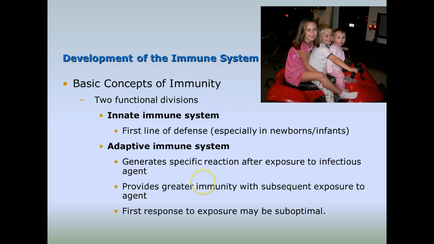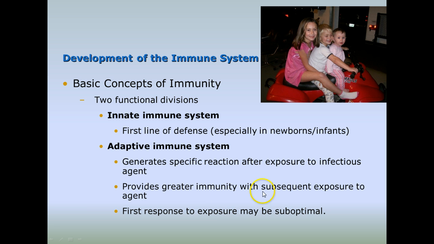Some things with the immune system. The innate versus adaptive immune systems are important. You're going to probably have me for immunology next quarter, maybe. The innate immune system is the first line of defense that you're born with. After you're born, your body starts to adapt to things it's exposed to, which is called the adaptive immune system. This generates a specific reaction after exposure to different infectious agents.